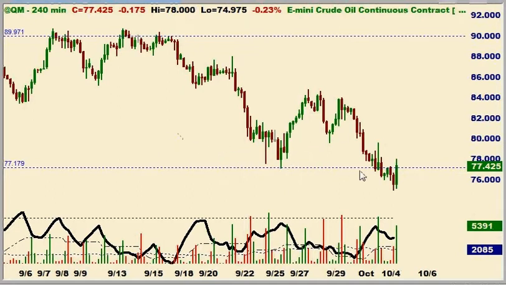Crude oil, very much tracking the stock market, had a very similar pattern in terms of testing previous support as resistance from below. It did wind up closing up above 78, breaking through that short-term resistance intraday, just as the stock market did.